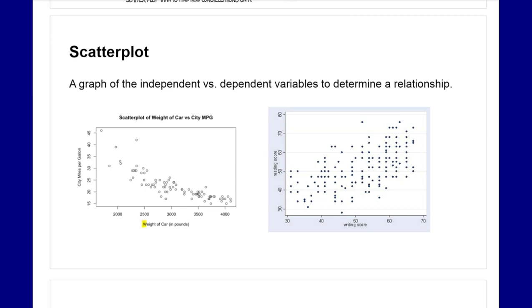So whether it's the weight of a car versus the city miles per gallon, or your writing score versus reading score, we have two variables in our data. Each point represents two values. Each individual student will have a writing and a reading score attached to their coordinate or their point. Each car is going to have a weight and a city miles per gallon at each point.